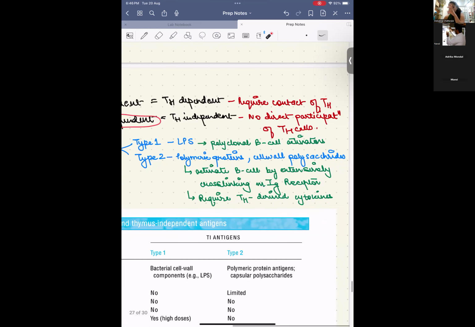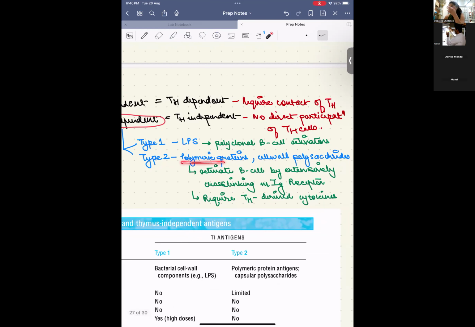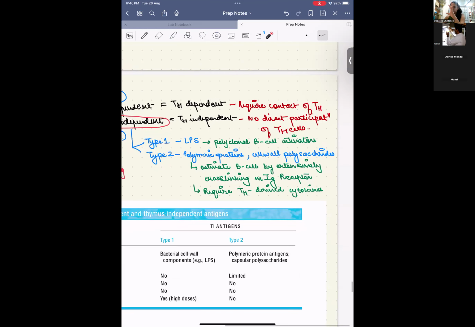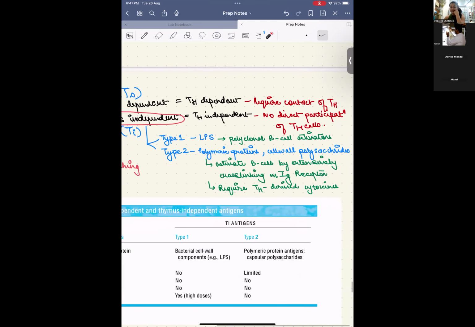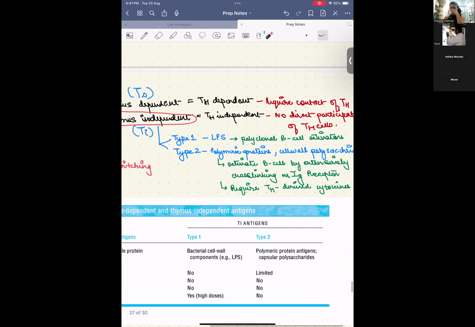Type 2 TI antigen. So it is constituted by polymeric protein or cell wall polysaccharides. Essentially, whenever a similar sequence of amino acids is repeating, or we have two proteins multiple times linked together into a polymeric association, or we have multiple saccharides of the same kind repeated, any sort of repetitive structure of these biomolecules is classified under the TI type 2 antigen.